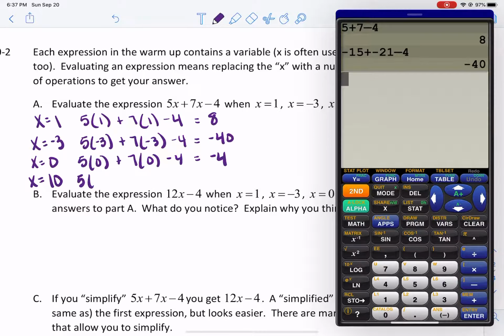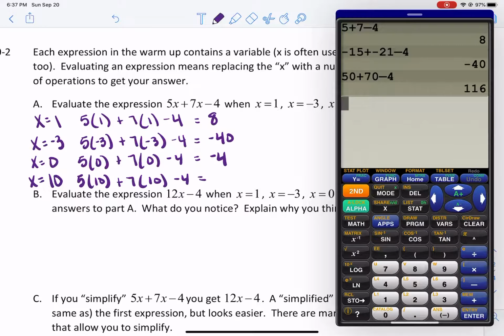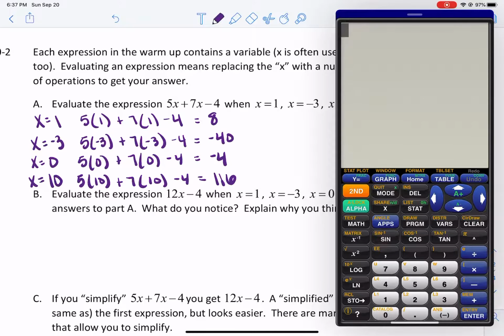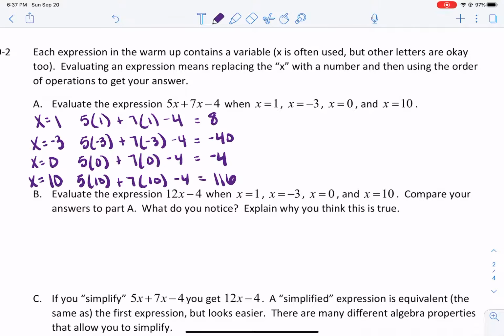And then 5 times 10, plus 7 times 10, minus 4. Well, 5 times 10 is 50, plus 7 times 10 is 70, minus 4 gives us 116. All right, the next question says evaluate the expression 12x minus 4 when x equals 1, negative 3, 0, and 10. Then it says compare your answers to part A. What do you notice and explain why you think this is true?